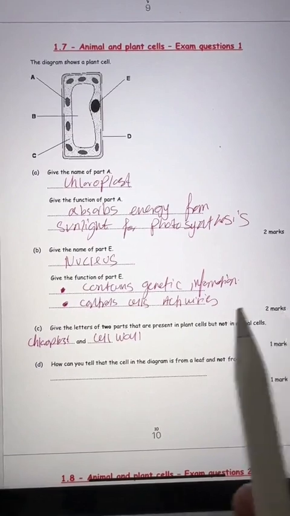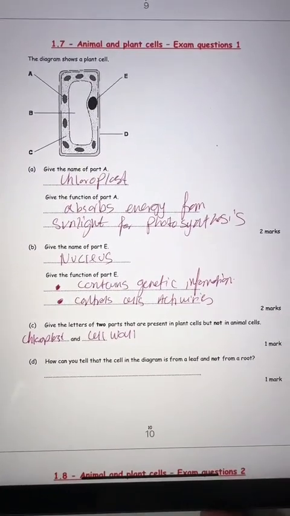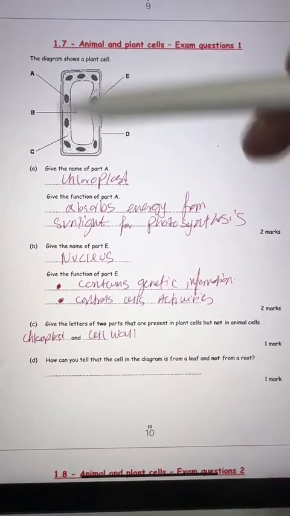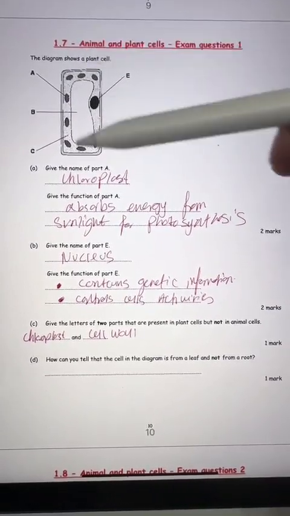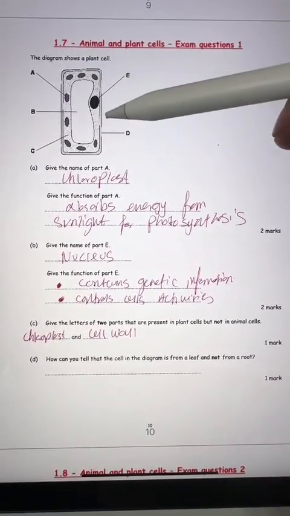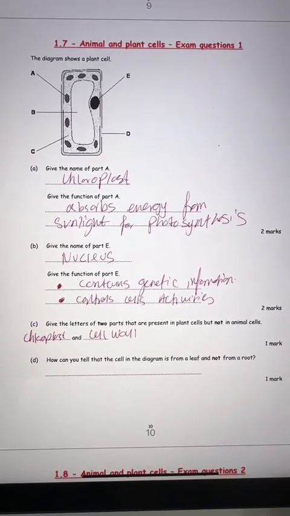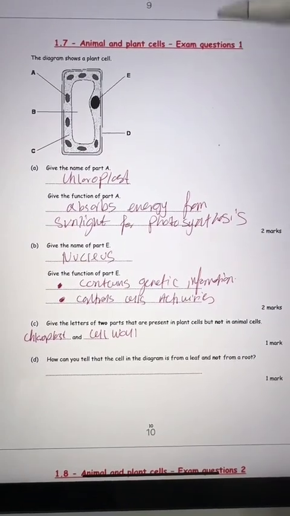How can you tell that the cell in the diagram is from a leaf and not from a root? Because if it's from a root, it doesn't contain a chloroplast. Do you understand that? Root hair cells do not contain chloroplast. Why? Because they're not exposed to the sun. Do you understand? So they have no purpose in having a chloroplast.